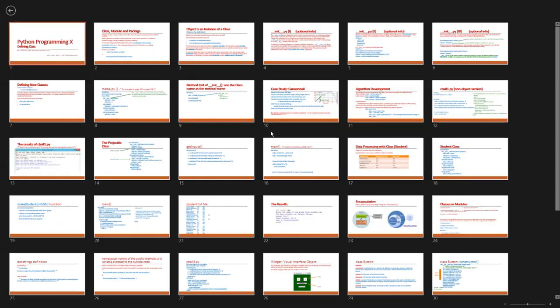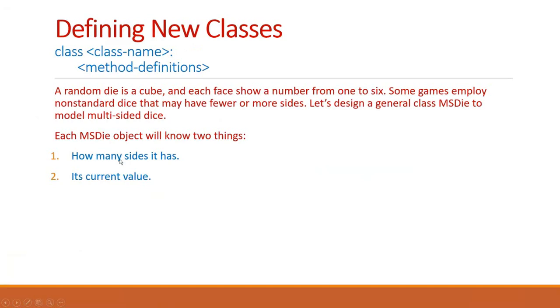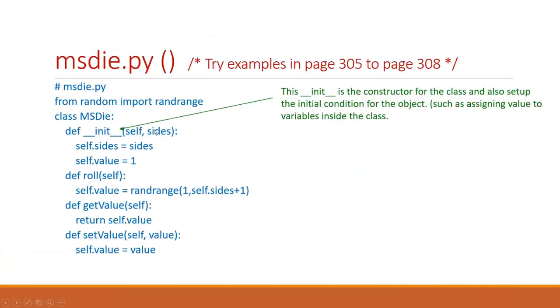Yeah. Okay, so now let's look at this one. We have this define new class. We check this die project. You need to know how many faces you have and then set the current value. This underscore-underscore init represents what? The constructor for the class. So you can do MSDie with the number of sides. The size is set to the size and the initial value is set to 1. And whenever you roll, you will call the random range function.